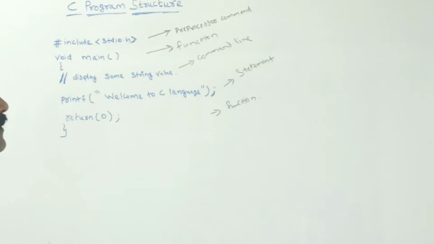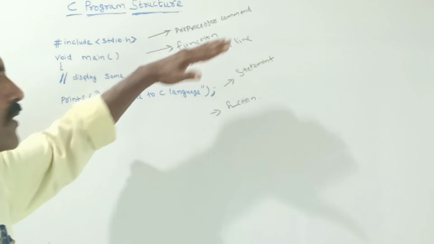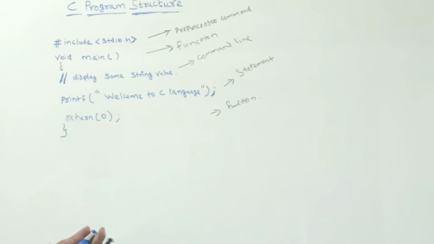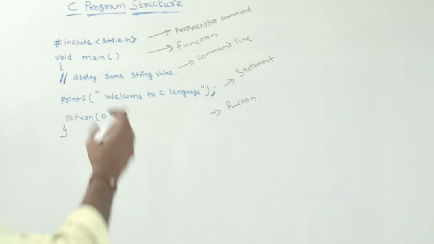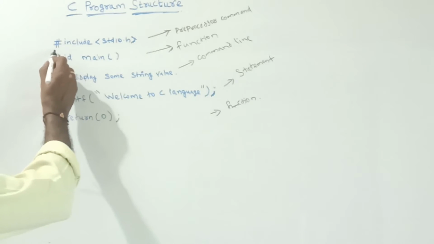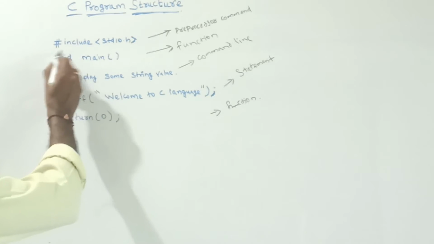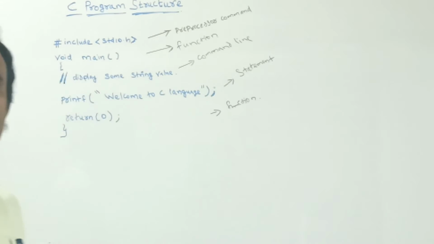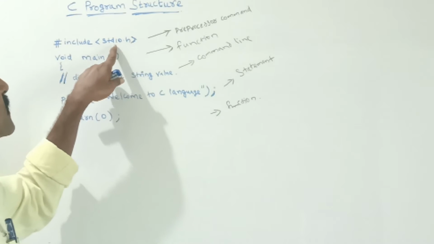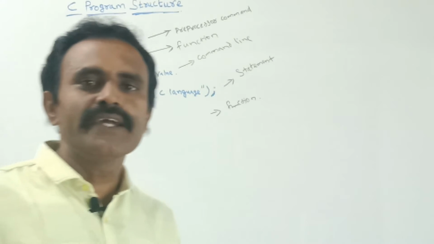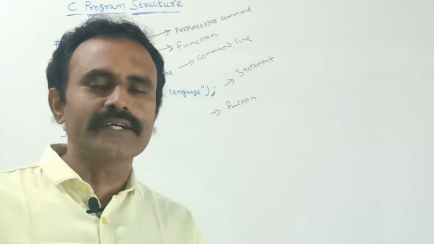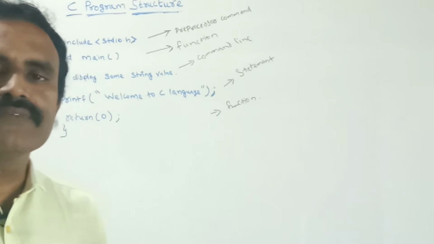Here, very first step, we are using the preprocessor command. Here, this symbol, the hash symbol, is known as the preprocessor. Next one, include stdio.h. Each and every header file will have the extension .h.